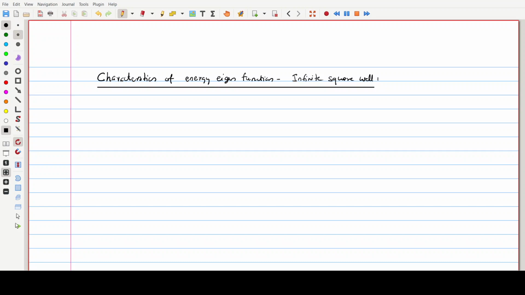Hi all. In this lecture, I am going to discuss the various characteristics of the energy eigenfunctions of the infinite square well. What we have found earlier is that the energy eigenfunction psi n of x for a particle confined in a one-dimensional infinitely deep well is square root of 2 by L sine of n pi x by L.